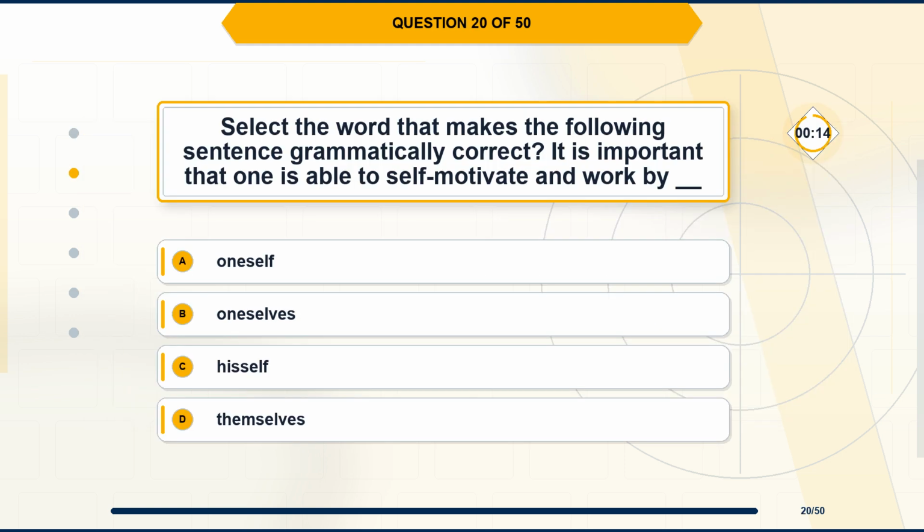Question 20. Select the word that makes the following sentence grammatically correct. It is important that one is able to self-motivate and work by blank. Option A, oneself. Option B, oneselves. Option C, hisself. Option D, themselves.